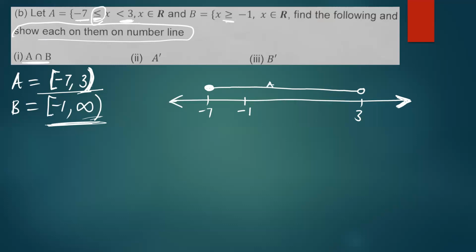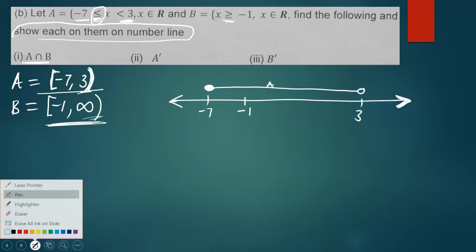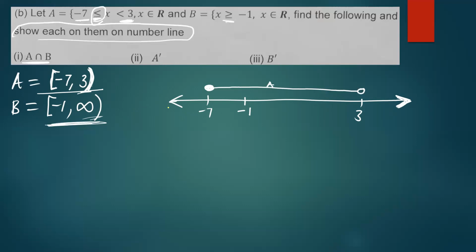So let us also write set B. Set B is simply ranging from negative 1 to infinity. So B is starting from where? Negative 1 to what? To infinity. Is it open or closed at negative 1? It's closed, so we shade at negative 1 there. And then this goes up to what? Infinity. So the question is asking us to find what?